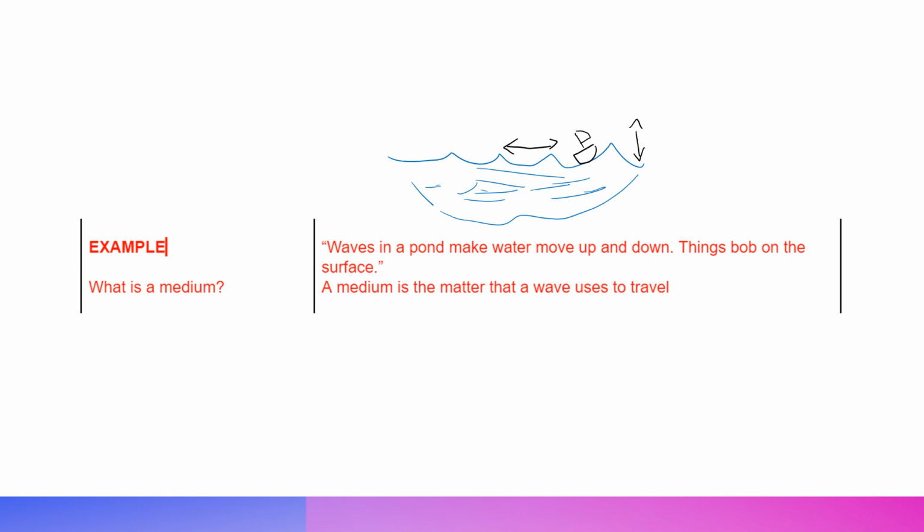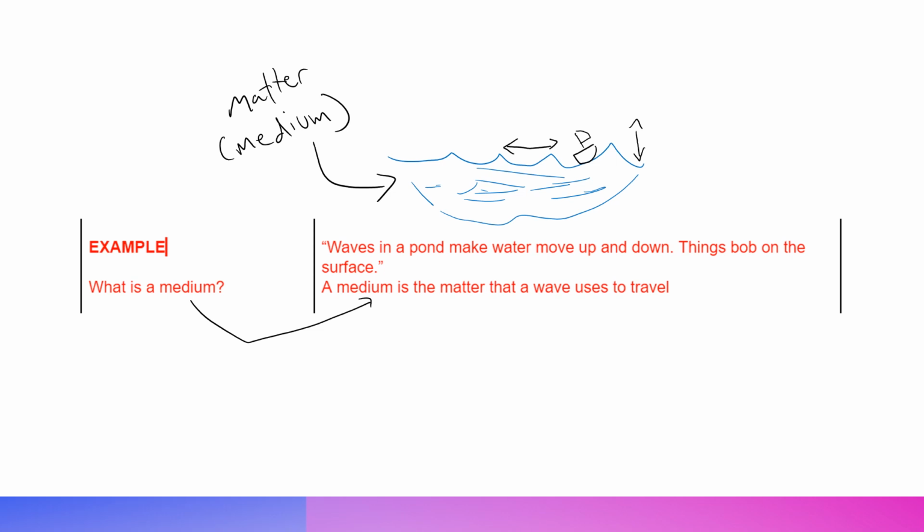Well, what's happening is this is a type of matter, and we are going to call that a medium. So the word medium just means a type of matter. So here, what is a medium? A medium is the matter that a wave uses to travel.